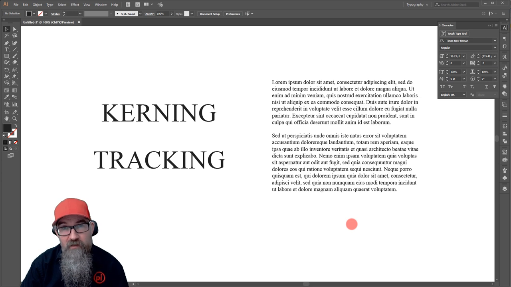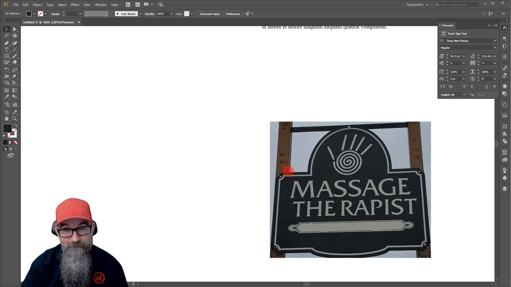So now that we've got the basics, let's take a look at two examples where the kerning or the tracking has actually had quite a detrimental effect on the words that are being portrayed, and in a very negative way. That is where kerning and tracking really comes into its own. So let's take a look at the first example.